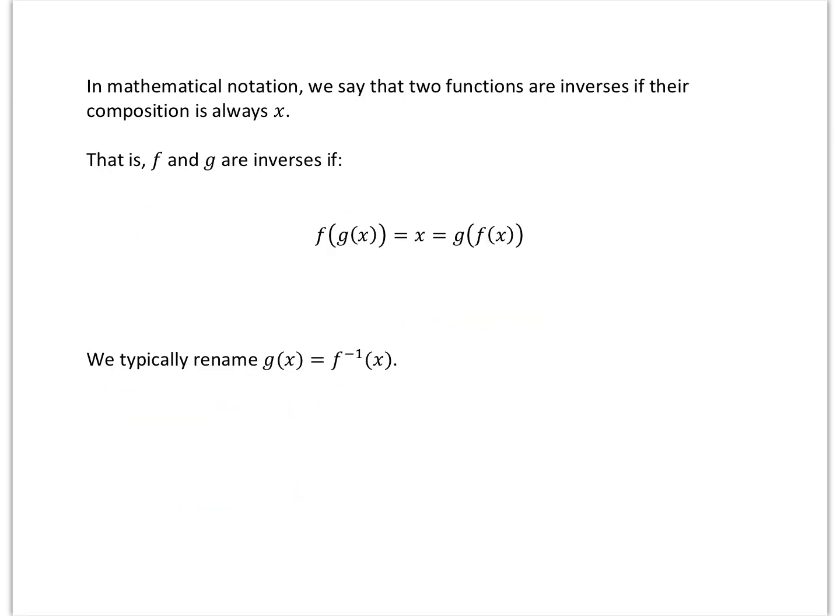So formally, in mathematical notation, we say that two functions are inverses if their composition is always x. So f of g of x is x and g of f of x is x. They undo each other. Two machines running back to back. If you plug an x into the g machine and then take the result and put it into f, you get the x back, and vice versa. And we typically rename g of x f inverse of x.